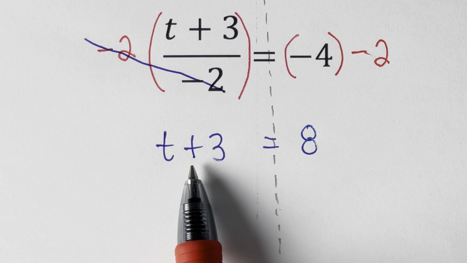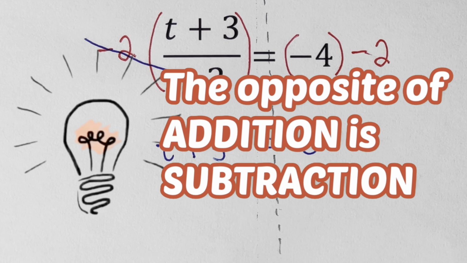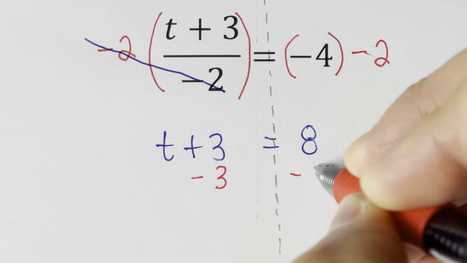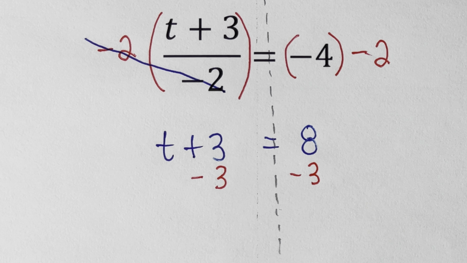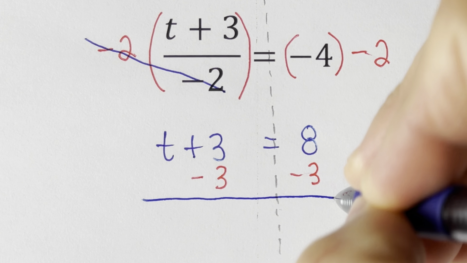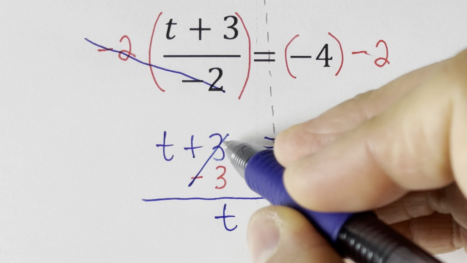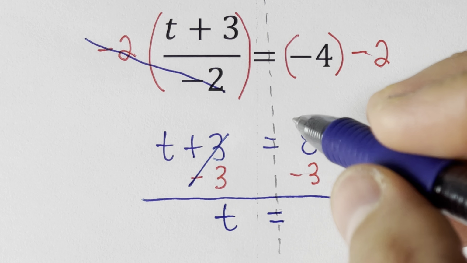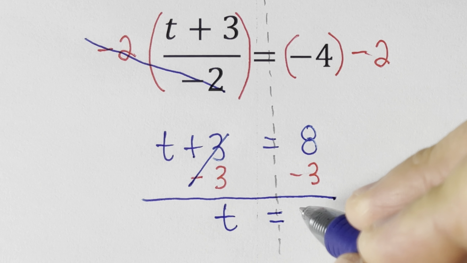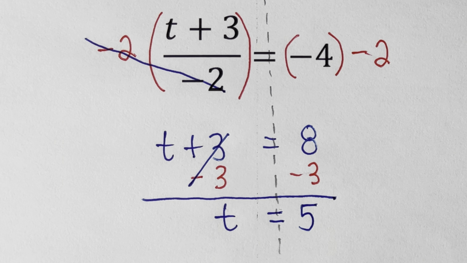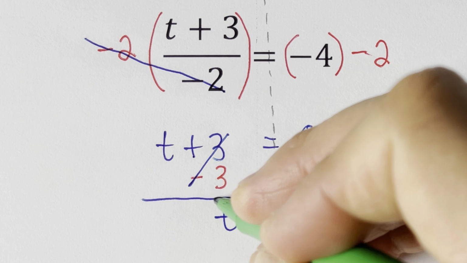So since this is added by 3, we remember that the opposite for addition is subtraction. So I go ahead and say minus 3 here and minus 3 on the other side. So then we are left with just t on the left side. So this is equal to t because we crossed out the 3 and the 3 right there. And then that is 8 minus 3 is 5. So the value for t here that will make this equation true is 5.